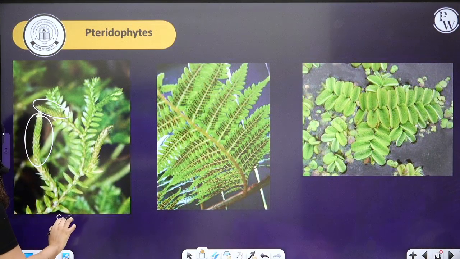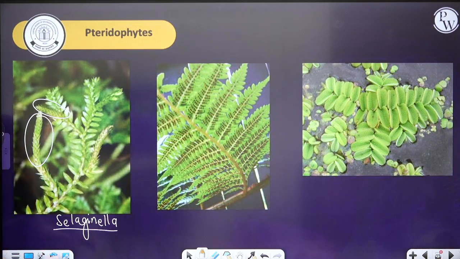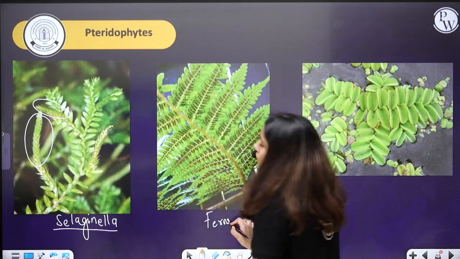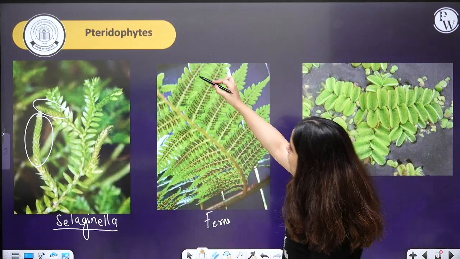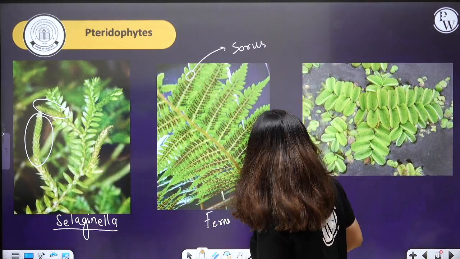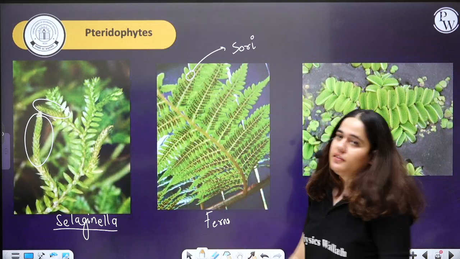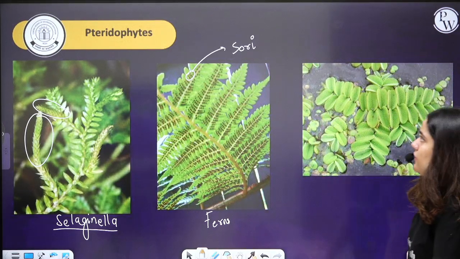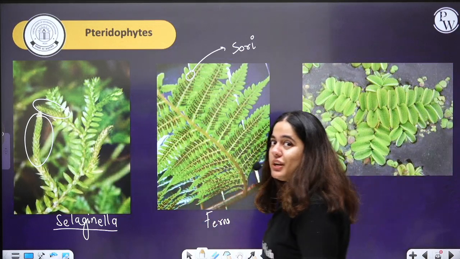This is Selaginella. These are ferns. Can you see these dark spots, beta? These dark spots are sorus or sori. Inside sori, spores will be produced.